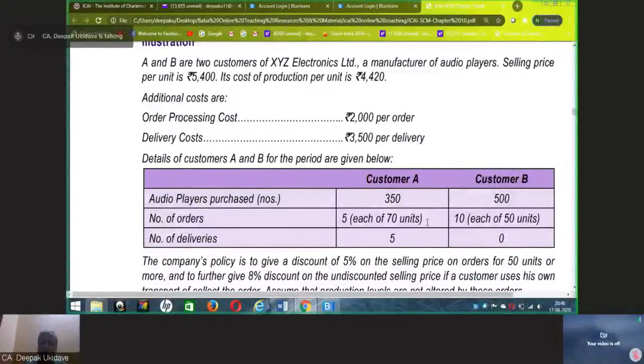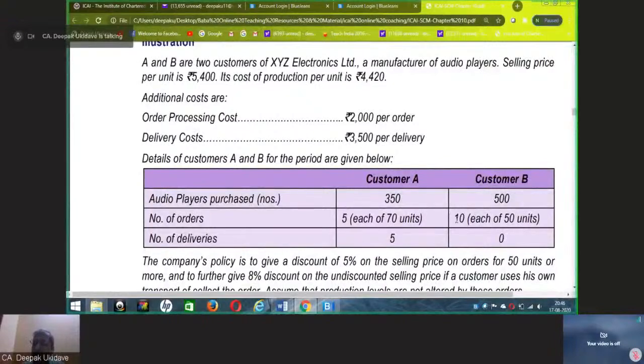Please understand. When customer A is placing 5 orders, order cost will come down. But customer B is placing 10 orders, so order processing cost certainly will be more. The more orders, the more order processing cost. So that way the company has to suffer additional cost for customer B. Order processing cost is higher. But delivery cost is also to be taken into account. Customer A is making only 5 orders and therefore there will be 5 deliveries, so the cost of 5 deliveries will also be less. Here 10 deliveries, so the cost of delivery also will be higher, right?